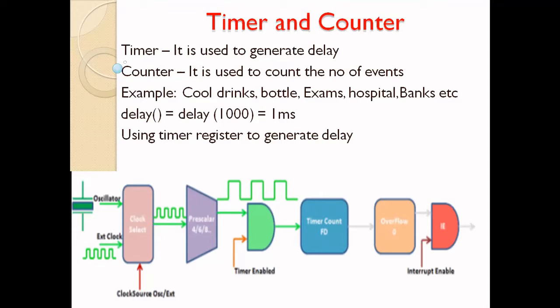So already how to generate a delay, we have studied in the previous programs. In a lot of programs we are using the delay. If you use delay(1000), 1000 is nothing but a 1 second delay. So this type of delay only we have studied in the previous programs. Now I am going to generate the delay using the timer register.